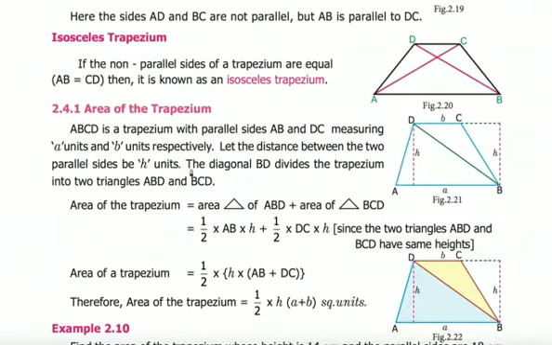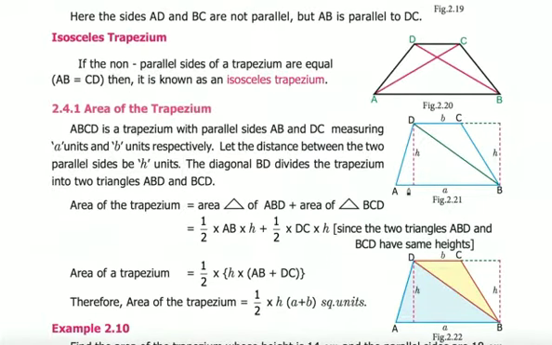Okay, area of the trapezium. Let's look at this trapezium. The parallel sides are AB and DC, measuring a units and b units respectively. The distance between the two parallel sides is h units. The diagonal BD divides the trapezium into two triangles, ABD and BCD. Now the area of the trapezium is nothing but the area of triangle ABD plus the area of triangle BCD. This part and this part become the area of the trapezium.